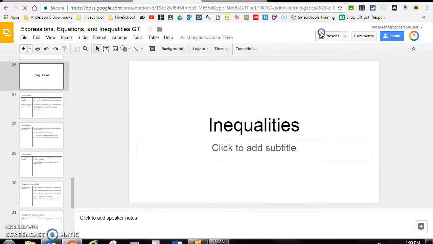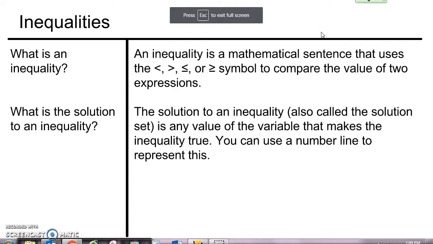All right, so first, inequalities. What is an inequality? You should already have this in your notes. It is a mathematical sentence that uses less than, greater than, less than or equal to, or greater than or equal to, and it compares the value of two expressions. The solution to an inequality, also called the solution set, is any value of the variable that makes the inequality true. So we're going to have more than one number in our solution set. It's how it's different than an equation. We don't just get x equals 5. It might be x is less than 5. And we use a number line to represent the solution set. We'll review how to do that in a minute.